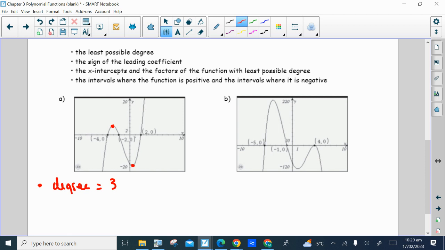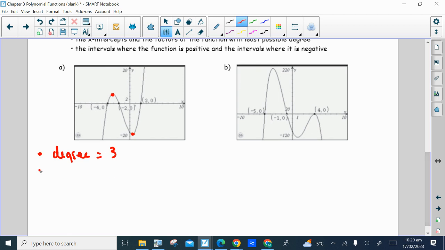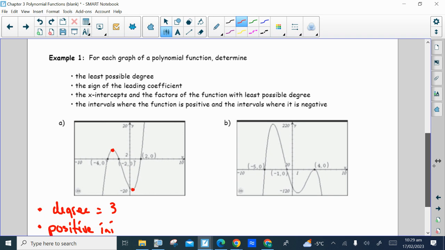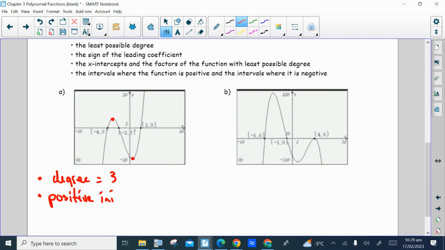It would have a positive slope. So this graph must have a positive initial term coefficient. So we have a positive initial, and how does it ask us? I guess it asks for the sign of the leading coefficient. So a positive leading coefficient is what we'll write.